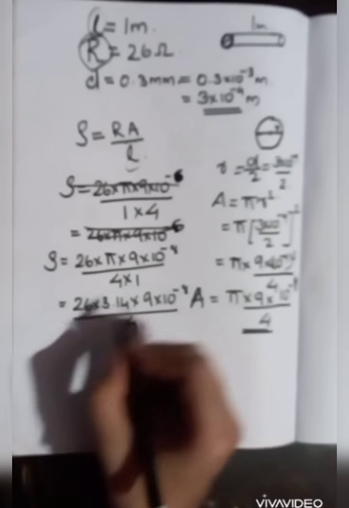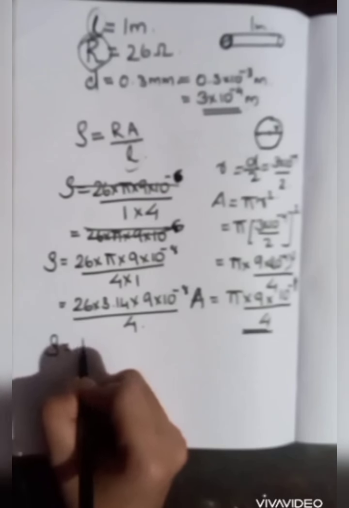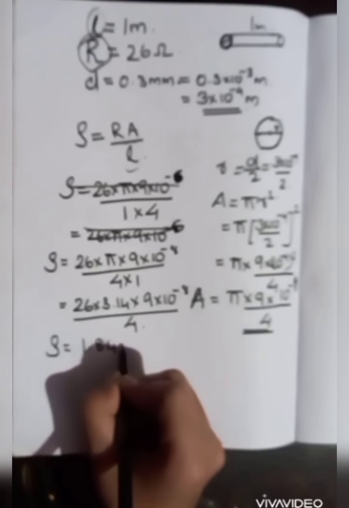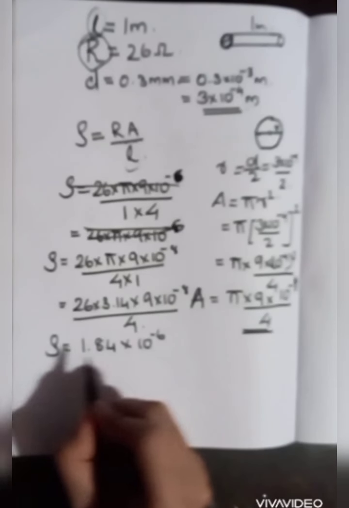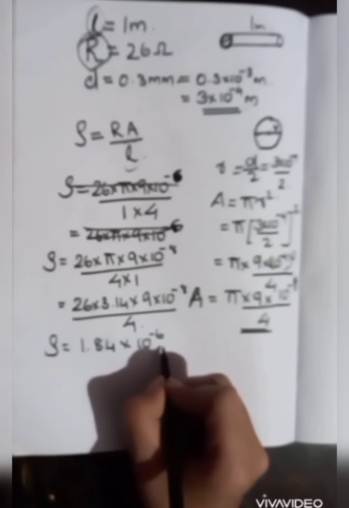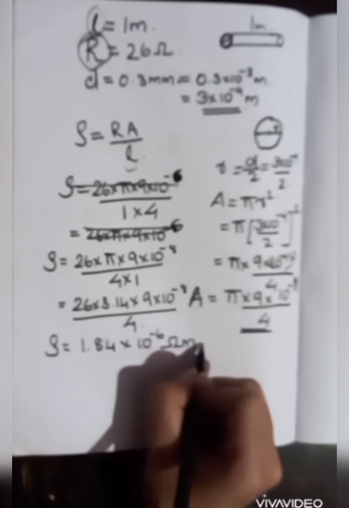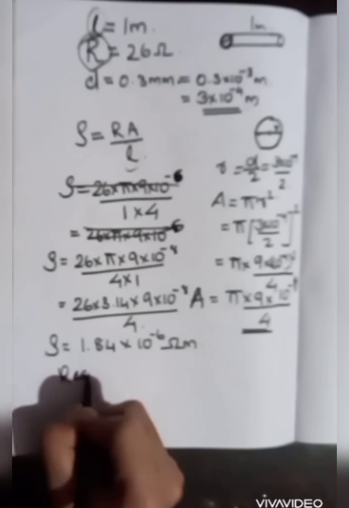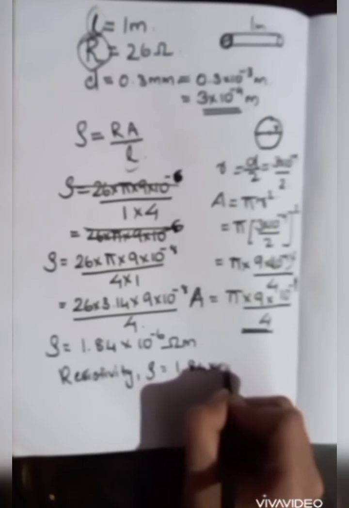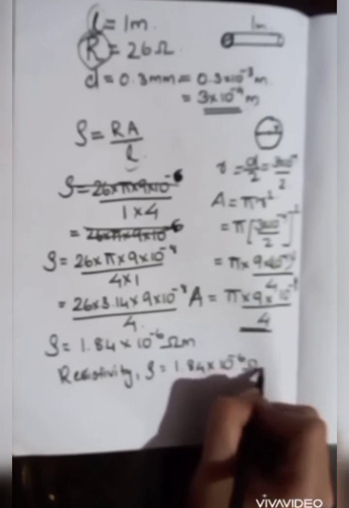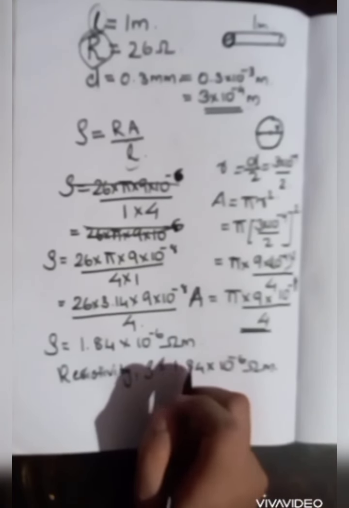By calculating this, we will get the answer 1.84 into 10 raised to minus 6. What is the unit of resistivity? The unit of resistivity is ohm meter. So the resistivity rho is equal to 1.84 into 10 raised to minus 6 ohm meter. This is the answer. Then we move on to the next question.